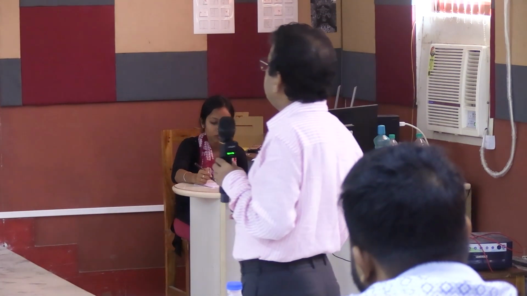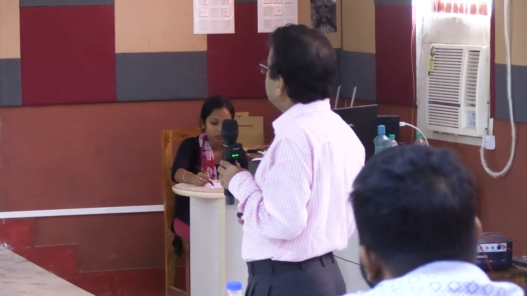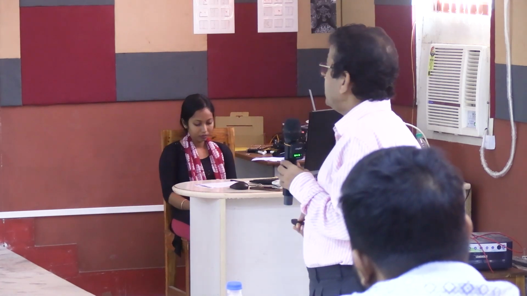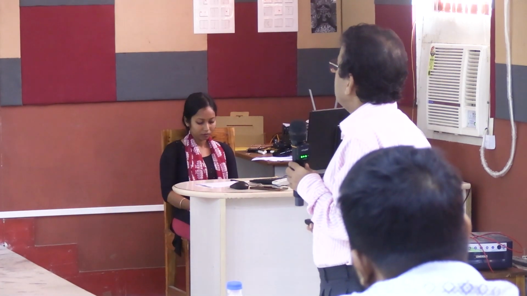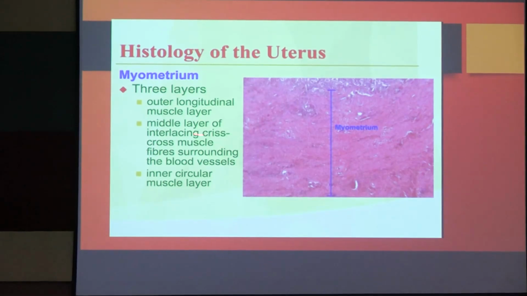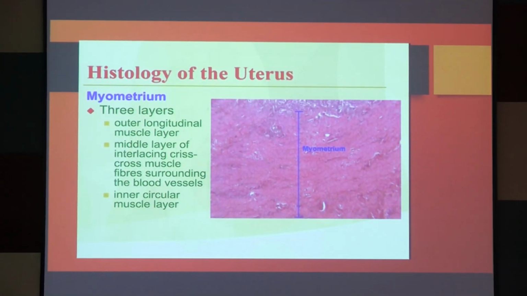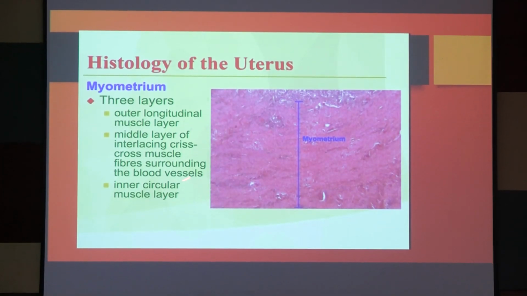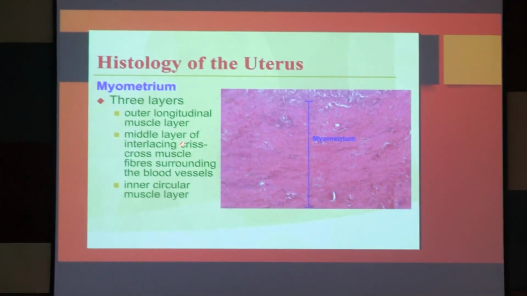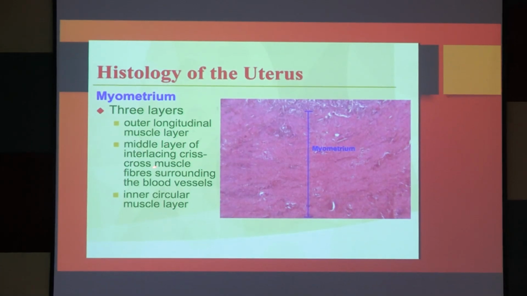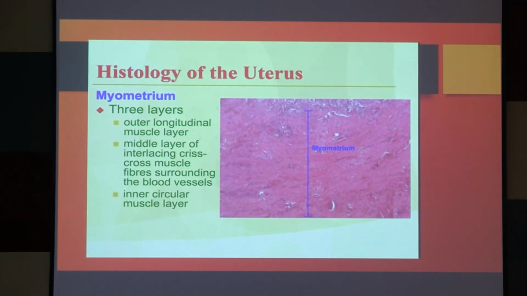Then there is the myometrium. The myometrium has 3 layers. This is very important. The outer is longitudinal, which is not very strong, but the middle layer is interlacing crisscross muscle fibers. I cannot show a picture. That is called the living ligature. When these muscle fibers contract, they occlude the penetrating vessels through the uterus. That's the mechanism of stoppage of bleeding following operations and following delivery. So that is called the living ligature.